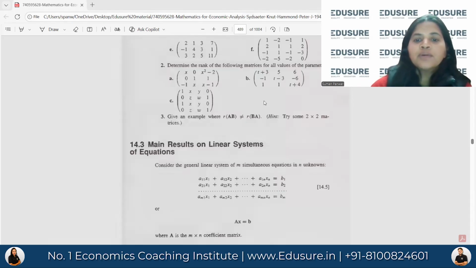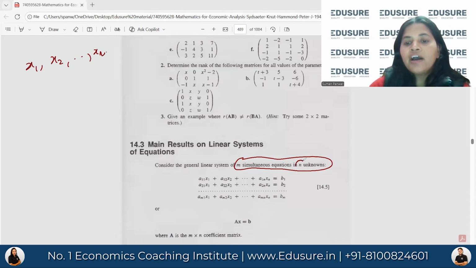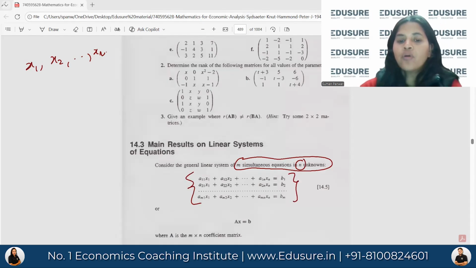Now, any system of linear equations. Suppose we have m equations in n unknowns. What are your unknowns? x1, x2, ..., xn. These are your n unknowns. And you have your m equations: a11x1 plus a12x2 till a1n xn equals b1. So you have these m equations in n unknowns. This is how I form a system of simultaneous equations.